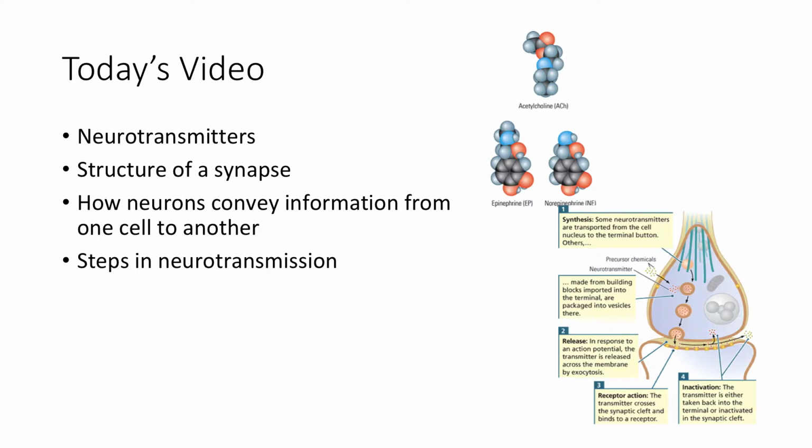And then in this video, we are going to talk about neurotransmitters. What are neurotransmitters? The structure of a synapse, how neurons talk to one another, so how they convey information from one cell to the next one, and all the different steps in neurotransmission.